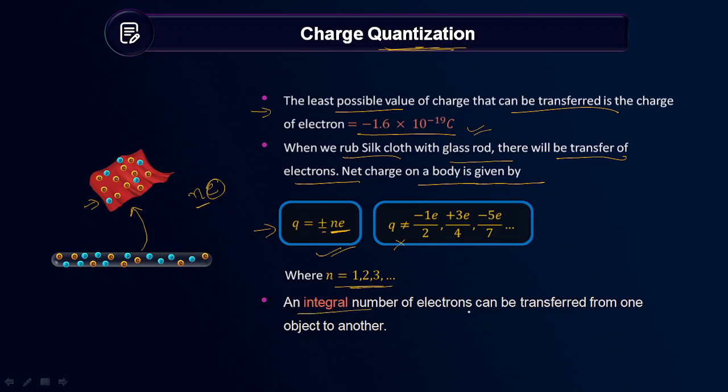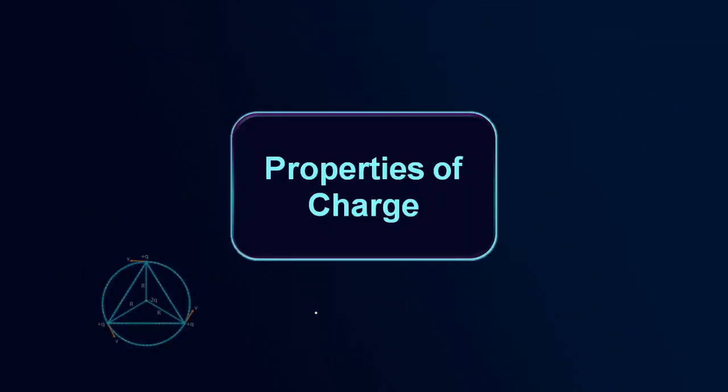So an integer number of electrons can be transferred from one object to another object. That is called quantization of charge.